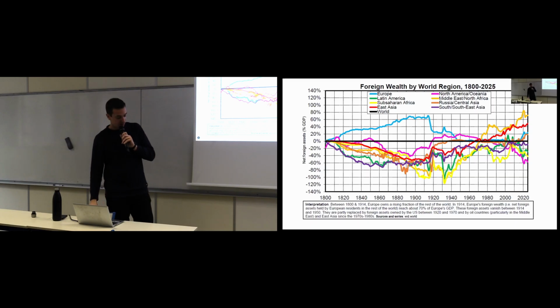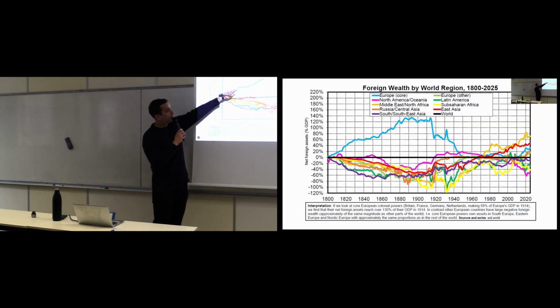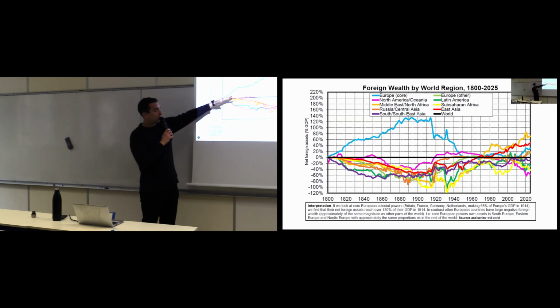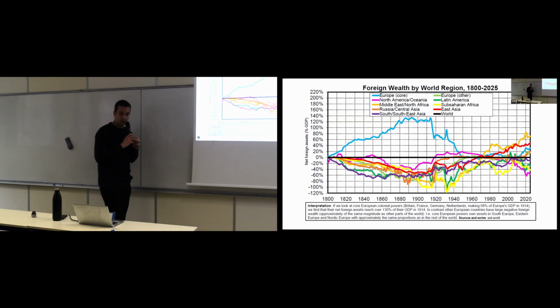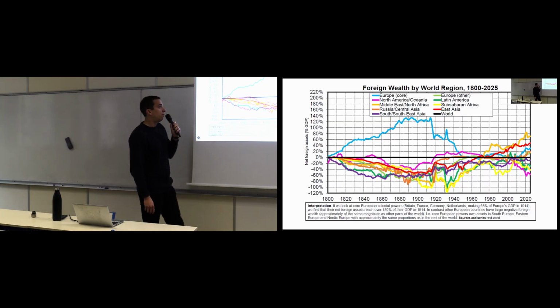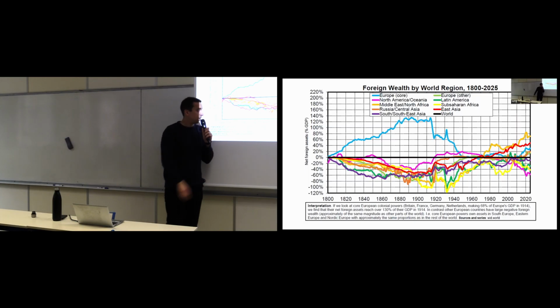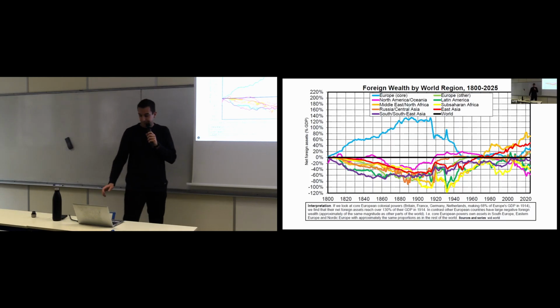This is the figure I showed you before, so I will skip it quickly. This is the same figure, but separating again imperial core Europe from the rest of Europe. Of course, the line shifts upwards, and then you can see that actually they managed to amass 120% of their GDP in foreign wealth at their peak, between 1880 and 1914, which is incredible, and it's unrepeated in history.